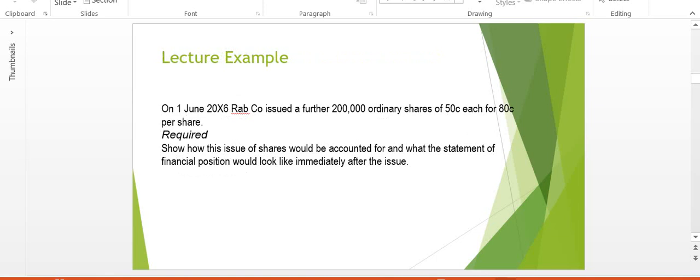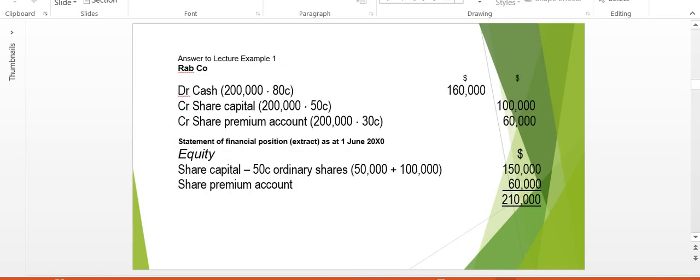So let's continue with this example. Let's assume now that more shares are issued, 200,000 ordinary shares, but these are now issued at 80 cents each. The nominal value is 50 cents. So how are we going to record these new shares? The 80 cents should be split. So 80 cents times 200,000 shares.